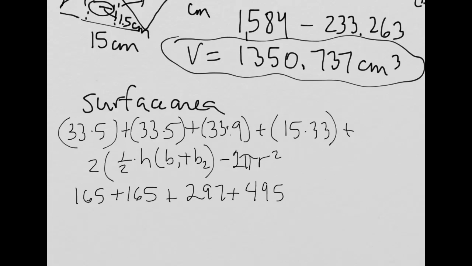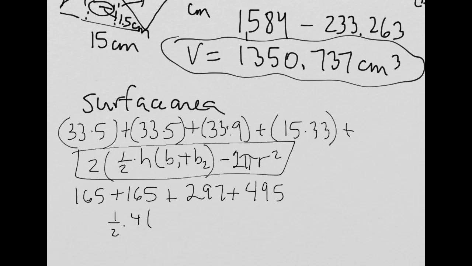Alright, I still need to plug in the information for the trapezoid. So I have it here as 1/2. The height of that trapezoid is 4. The 2 bases are 9 and 15. Okay, so I get 48, but I have to remember I have 2 of them, top and bottom. So that comes out to be 96.